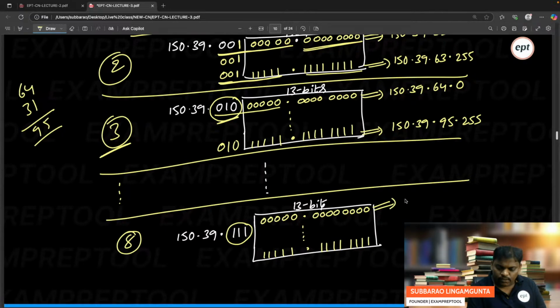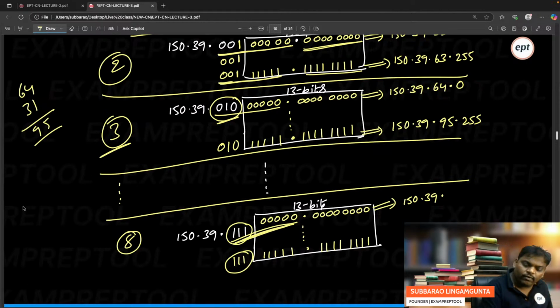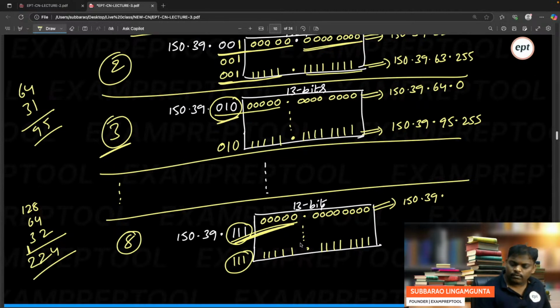So see this one. 150.39. Be careful here, 111, followed by 5 zeros. Then what is the answer? Convert the binary number into decimal. That is the reason, in the initial days I said to you very clearly how to convert. What is the answer? 2 power 7, 128. 2 power 6, 64. 2 power 5, 32. Add them, it is 224.